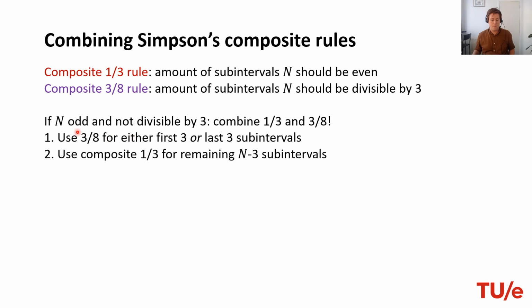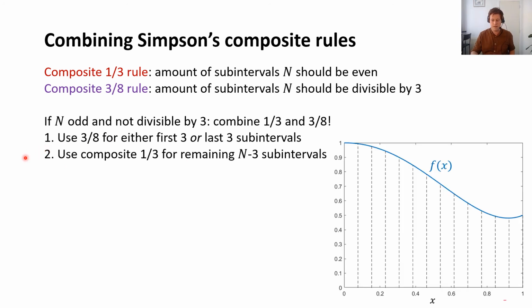And then the remaining subintervals, so that will be n minus 3 that remain. Well, n was odd, so if you subtract an odd number, which is 3, from another odd number, you come up with an even number. So n minus 3 would be even, and on that we could use the composite 1/3 rule. Let's take a practical look at how this could look in practice.